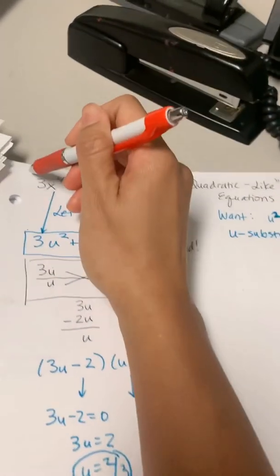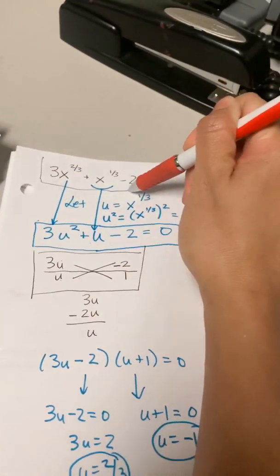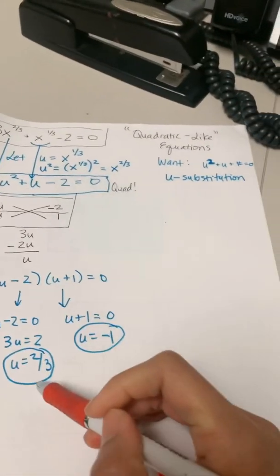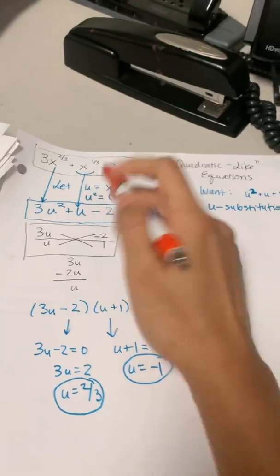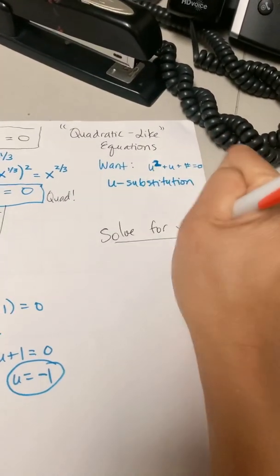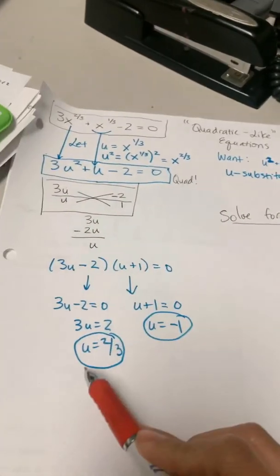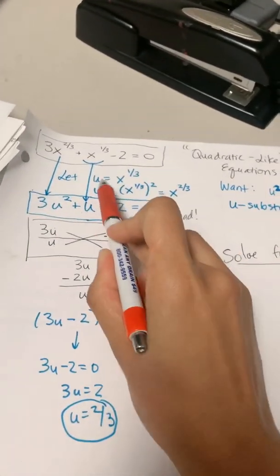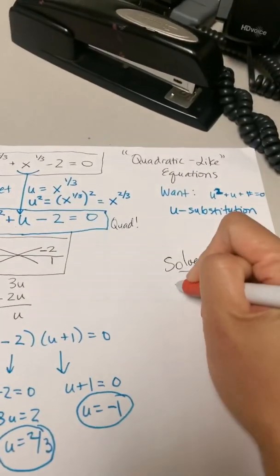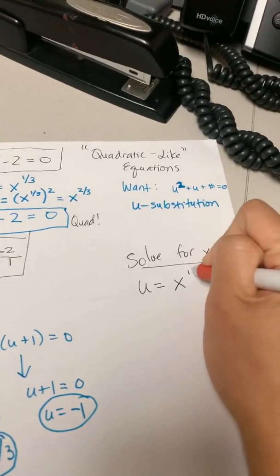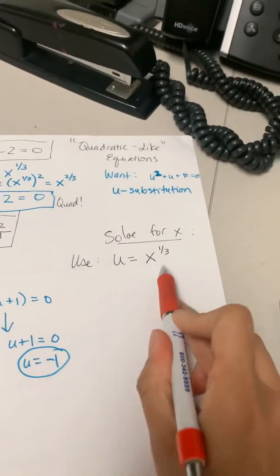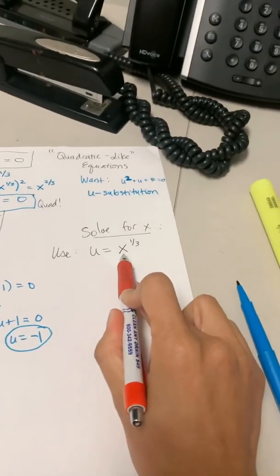Because we're actually asked to solve for x, not for u. So what is x then? If we know our u, can we find out what x is? We sure can. I ask myself, what is the relationship between u and x? Oh, it's right here. Let u equal x to the 1/3. So u is equal to x to the 1/3, and we're going to use that relationship to find what x is.